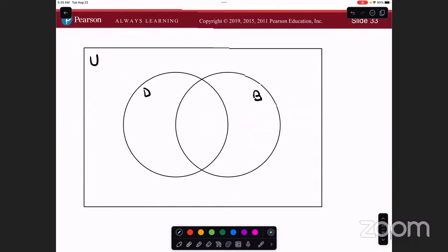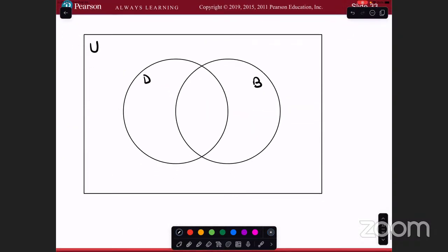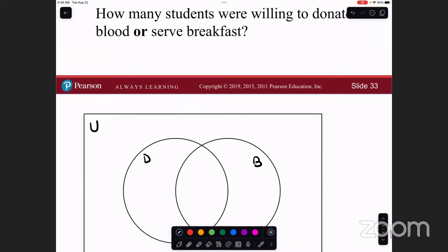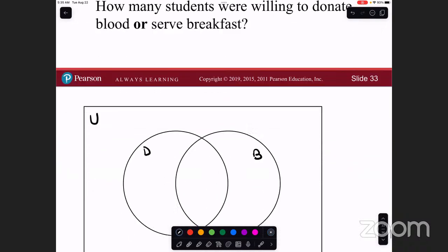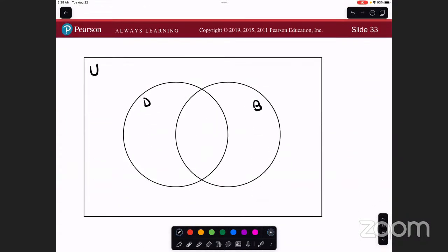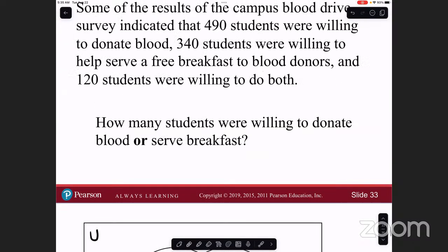So now, when we're filling in Venn diagrams, the recommendation is work your way from the centermost portion and work your way out, right? So we want to, ideally, start with those students that are willing to do both, right? If we're filling in the Venn diagram. So it says 120 students were willing to do both, right? So we're going to put our 120 here, okay?